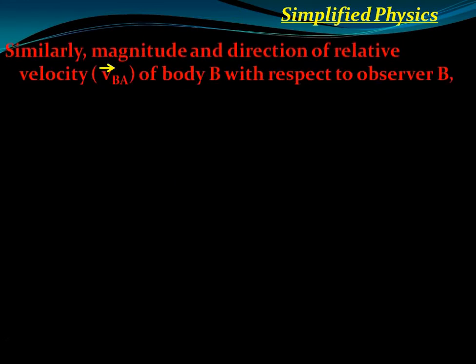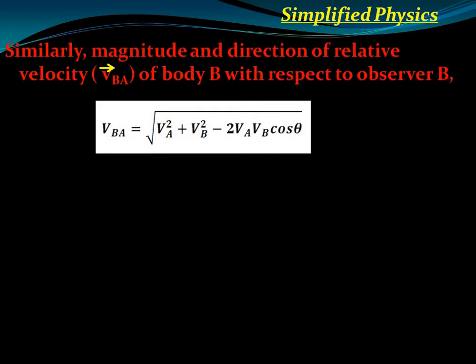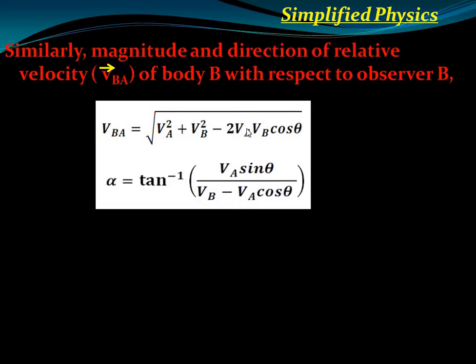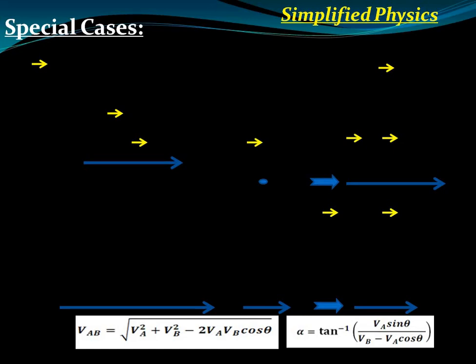And similarly, the magnitude and direction of the relative velocity v_BA can be found. The magnitude is the square root of v_A squared plus v_B squared minus 2 v_A v_B cos theta, and the angle made by the relative velocity with the negative of the vector A is tan inverse of v_B sin theta over v_A minus v_B cos theta. In this way we can find the magnitude and direction of the relative velocity as well. Let's see some special cases, and for the special cases just remember the specific relations for the magnitude and direction.